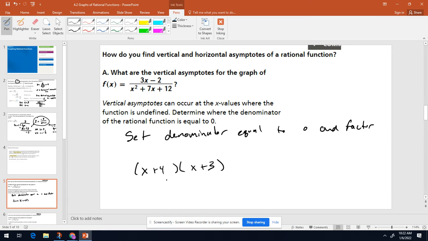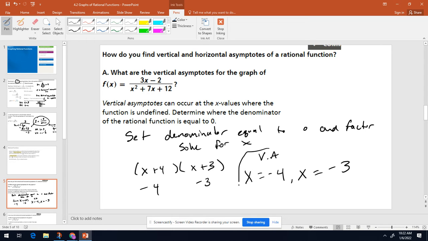And then I use the zero product property. So then I solve for x. So I get a negative 4 and a negative 3. This problem right here would have vertical asymptotes at x equals negative 4 and x equals negative 3. So these are my vertical asymptotes just by setting the denominator equal to 0, factoring, and solving.